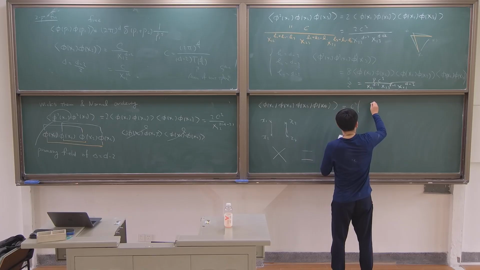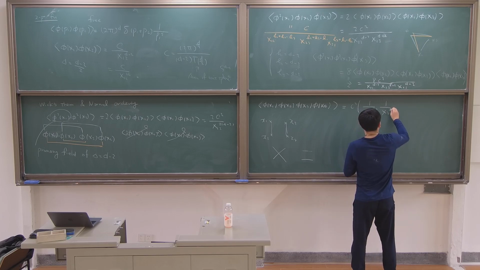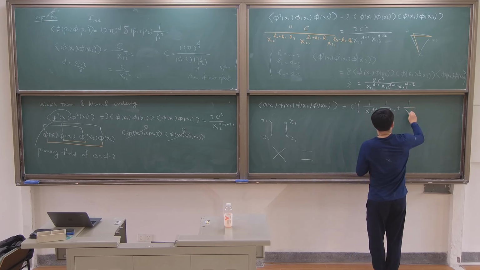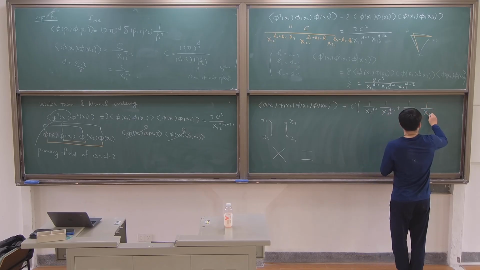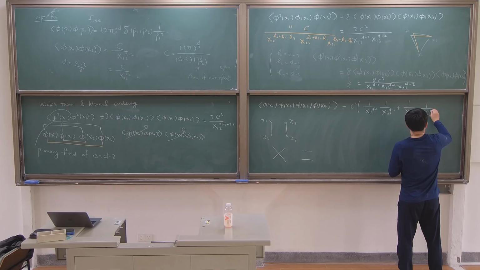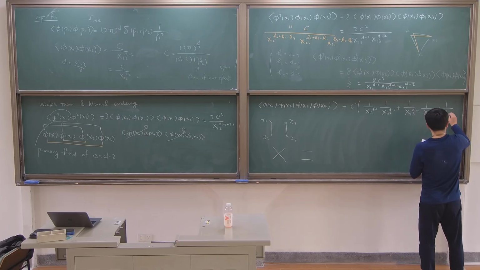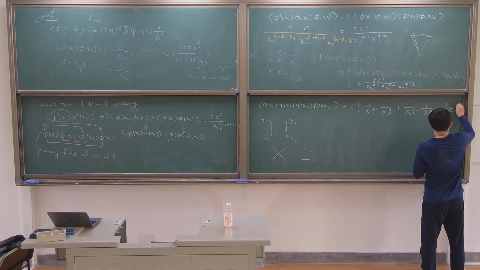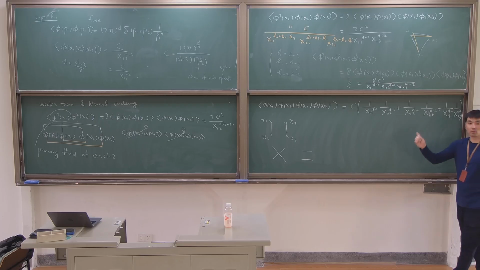C squared, x12 to the d minus 2, x34 to the d minus 2, 1 over x13 to the d minus 2, 1 over x24 to the d minus 2, x14 to the d minus 2, x23 to the d minus 2. Okay, it's boring, but you can obtain it like this. It depends on how you do the Wick contraction.